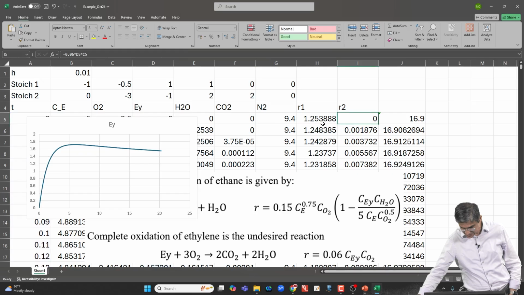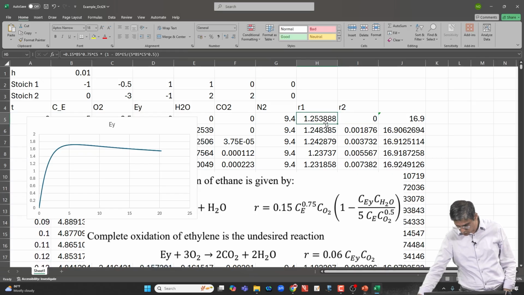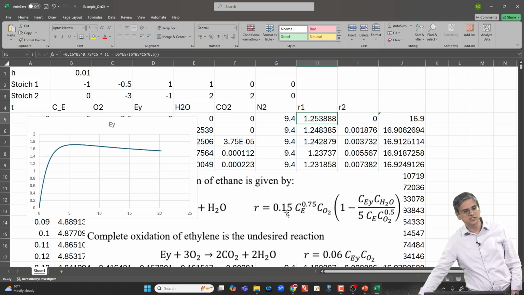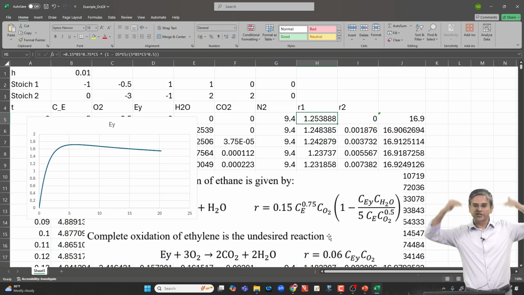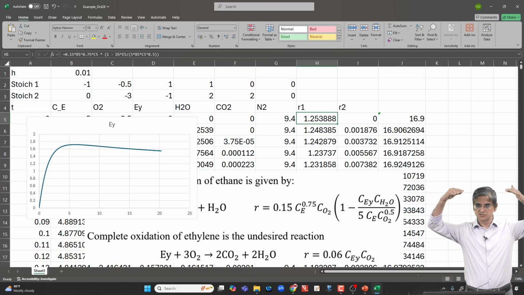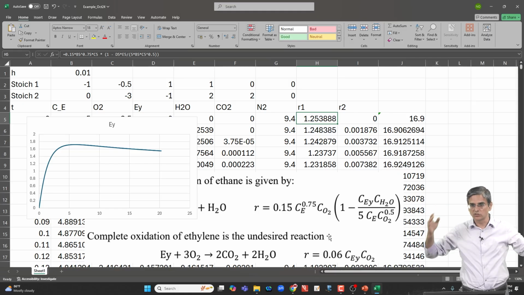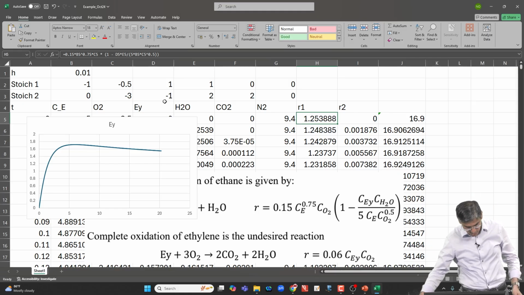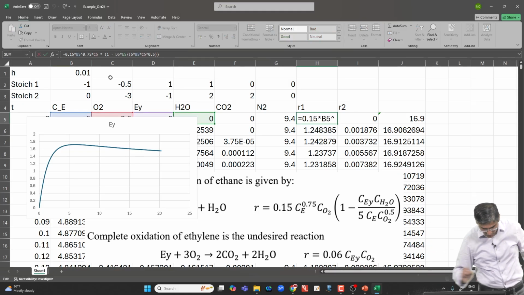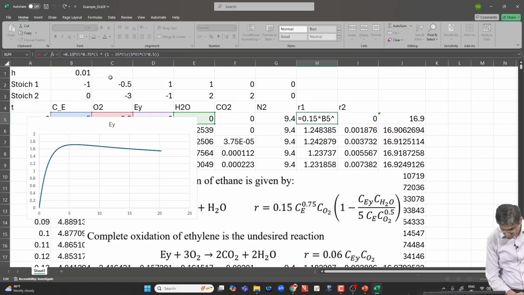So let's say we have a more reactive catalyst. What does more reactive mean? Instead of 0.15, this will be say 0.3. Instead of 0.06, it will be 0.12. Both the rates of reaction have increased by the same amount, so the ratio remains the same. Let's try and see what this will do.